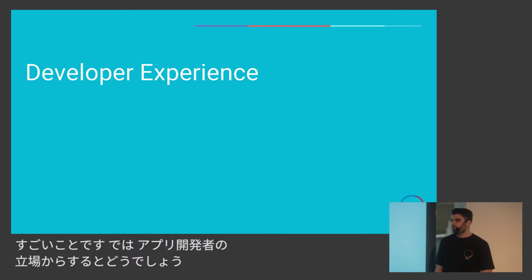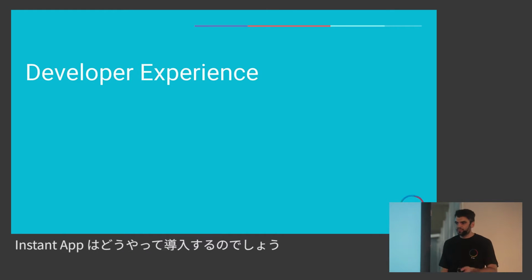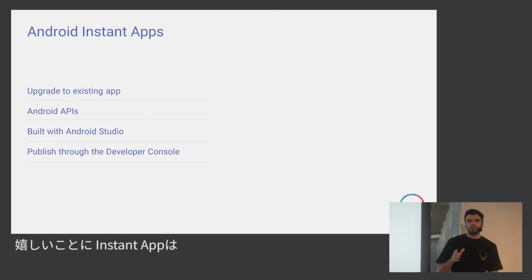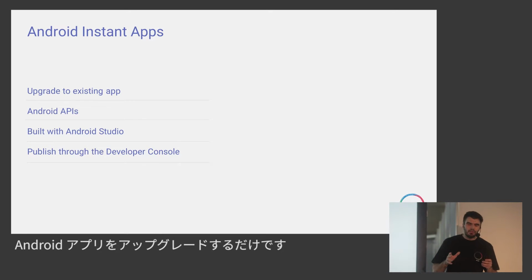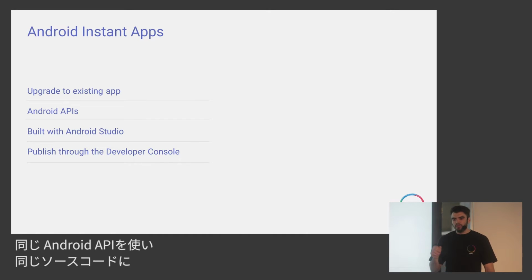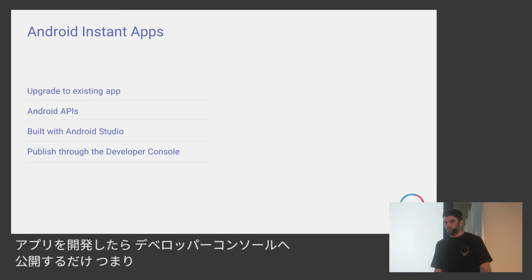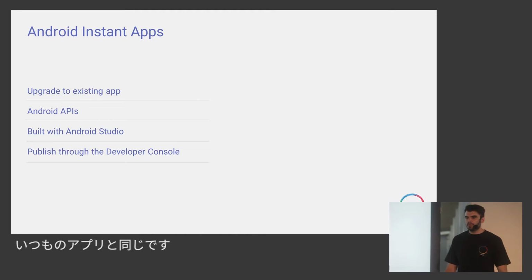So great. So how do I build an Android Instant App? What does this mean for me as a developer? How do I get an Instant App out? Well, the good news is, an Instant App is just an upgrade to your Android application. This is not a separate app, it's not a new app. You use the same Android APIs, the same source code, the same source tree in your existing Android Studio project. Once you build your app, you can publish to the developer console, just as if it were a regular Android app.